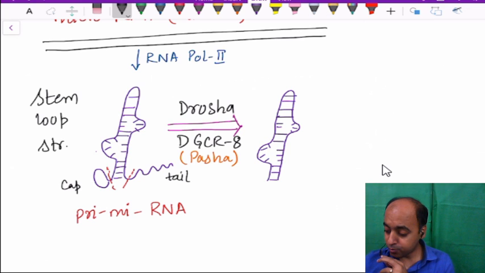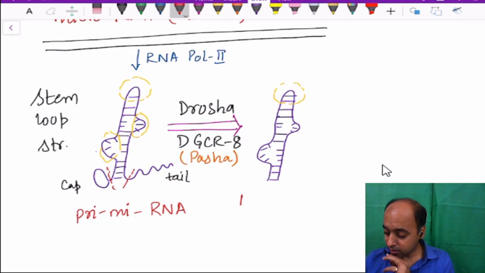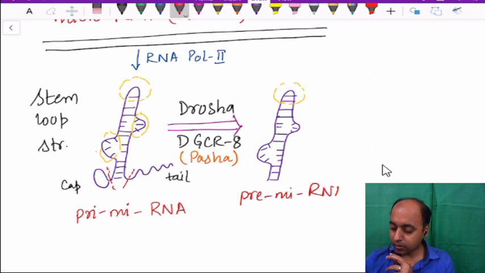This is the loop. And these knobby protrusions give the appearance of a stem from where branches come out. If you take off the branches, that knob will still be there. So that is why we call it the stem and the loop, because it is folded upon itself. So the term loop is used. The primary microRNA and the pre-microRNA both have the stem loop structure.